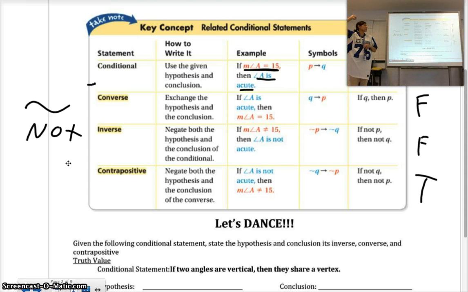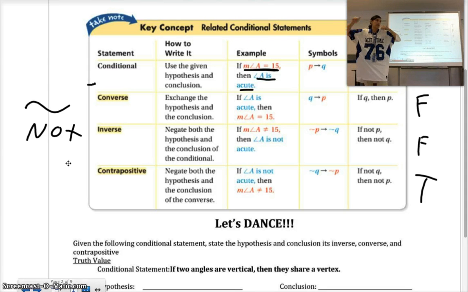So we have a conditional statement. We have the hypothesis and the conclusion. Okay, the converse is switching the hypothesis and the conclusion. The inverse is negating the hypothesis and conclusion. So this is my little hand motion. And then the contrapositive is to switch and negate. Okay, everybody got it? You need me to do it again because you're about to do this for me.